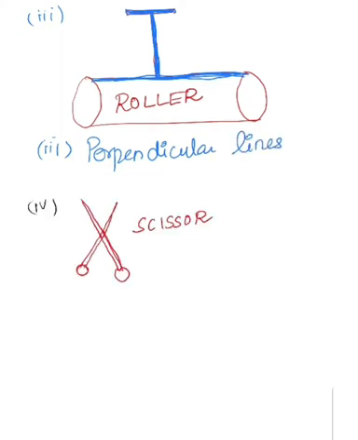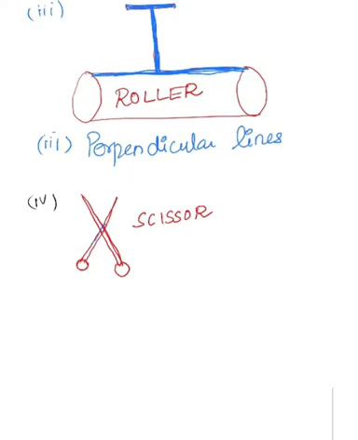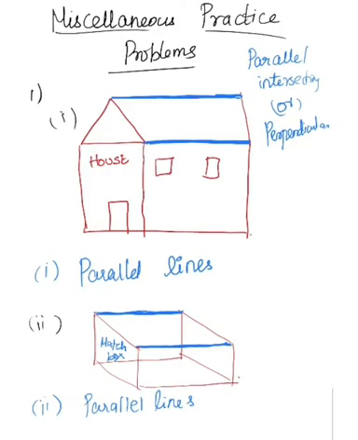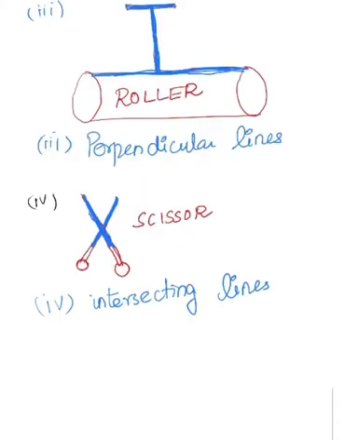See, the next diagram is the scissor. Here this is the darker line, that is the thicker line. So what is this? This is called intersecting lines. So you just draw the diagram and write it in your classwork note. The first one is parallel lines, the second one also parallel lines, the third one is perpendicular lines, the fourth one is intersecting lines.